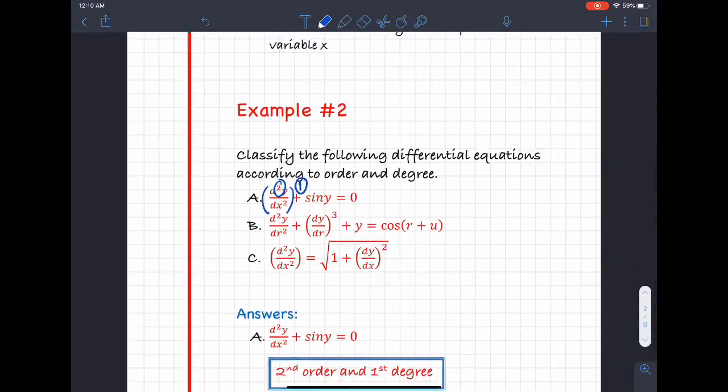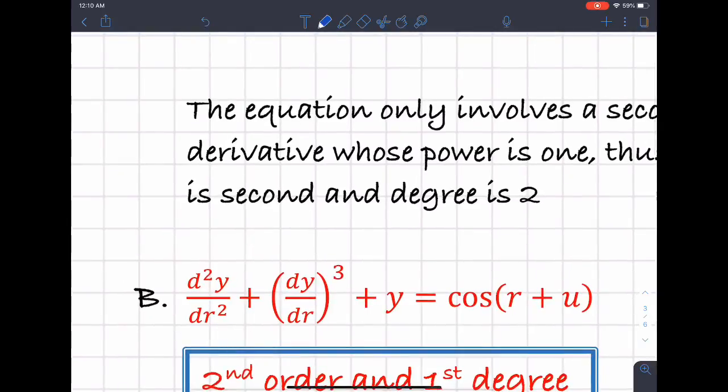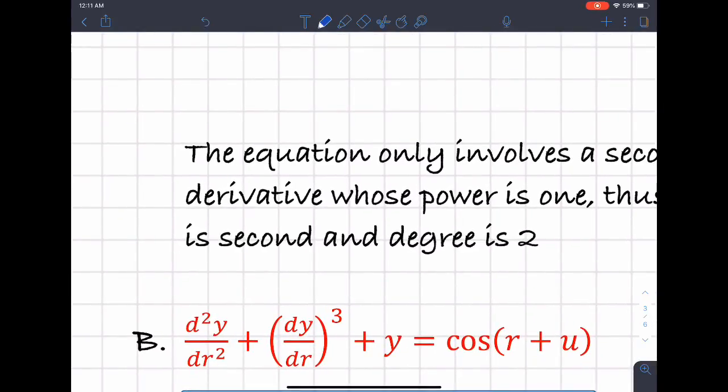So let's have example number two. We have the second derivative of y with respect to x plus the first derivative of y with respect to x, cubed, plus y equals cosine x plus u. So there are two derivatives involved, the second derivative and the first derivative. So therefore, the order of the differential equation would be that of the higher derivative.